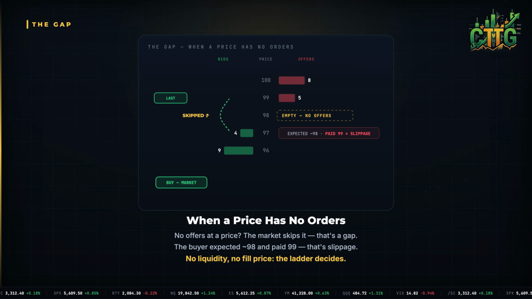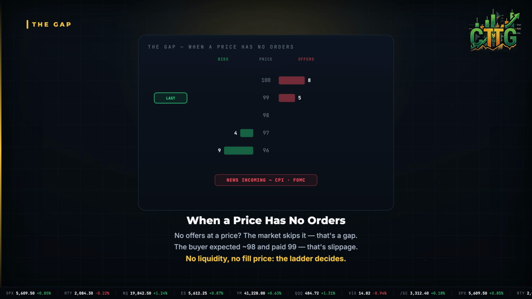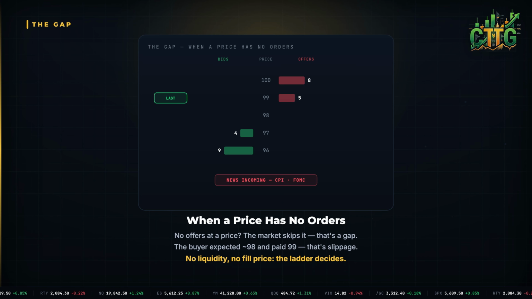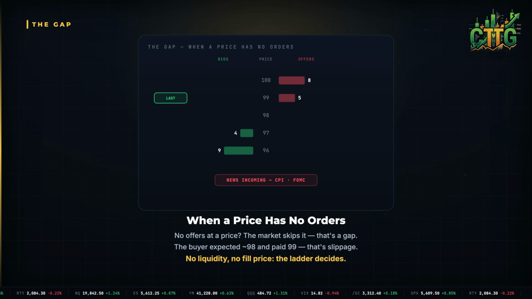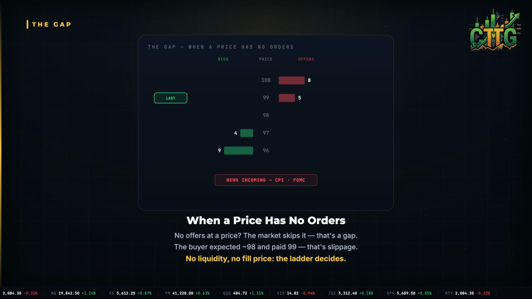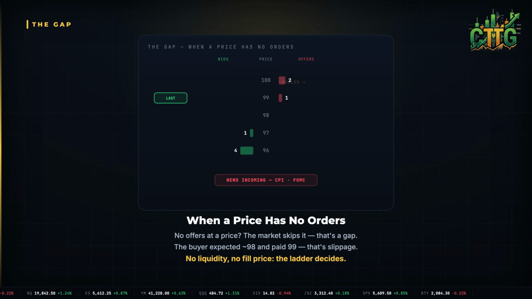He expected around 98 and he paid 99. Now here's why this matters on NQ. Before big news, CPI, FOMC, the people resting those limit orders don't want to be sitting there when the number hits, so they pull them.